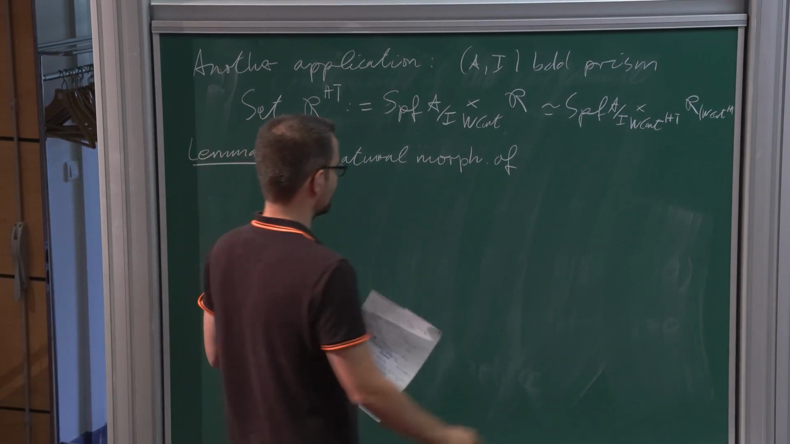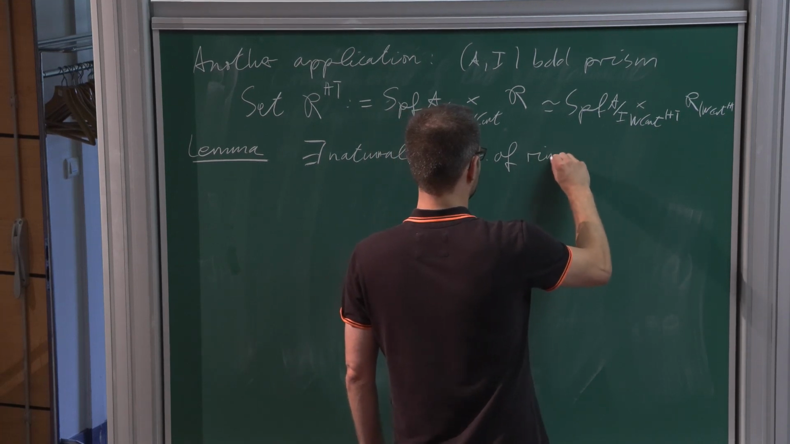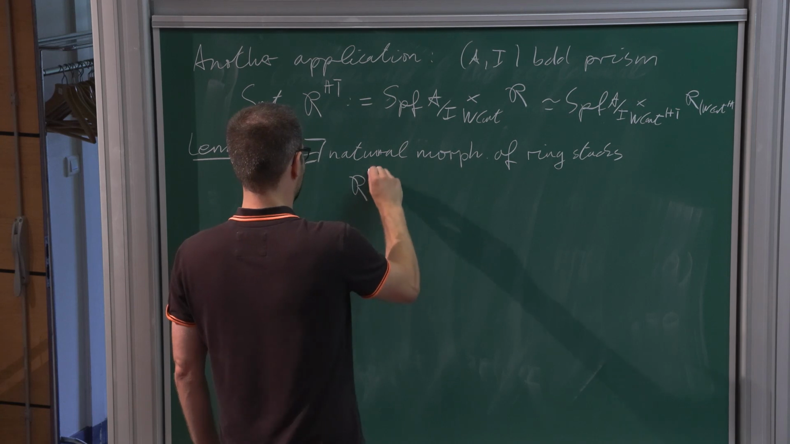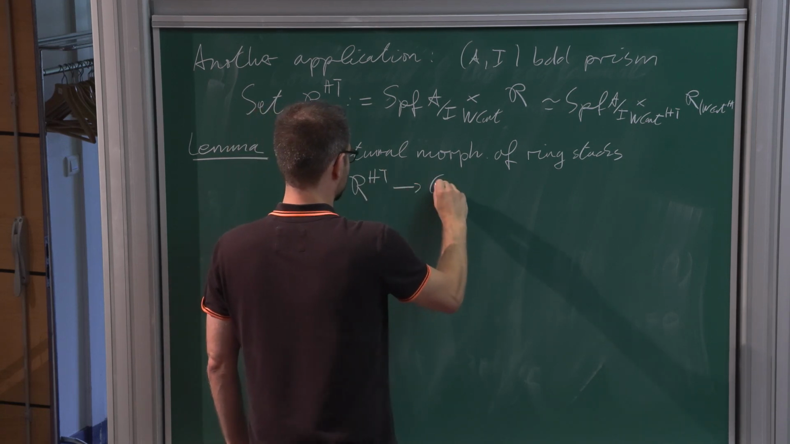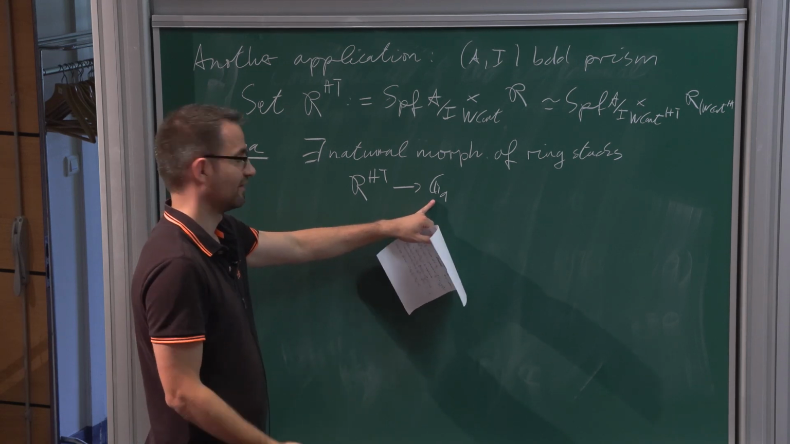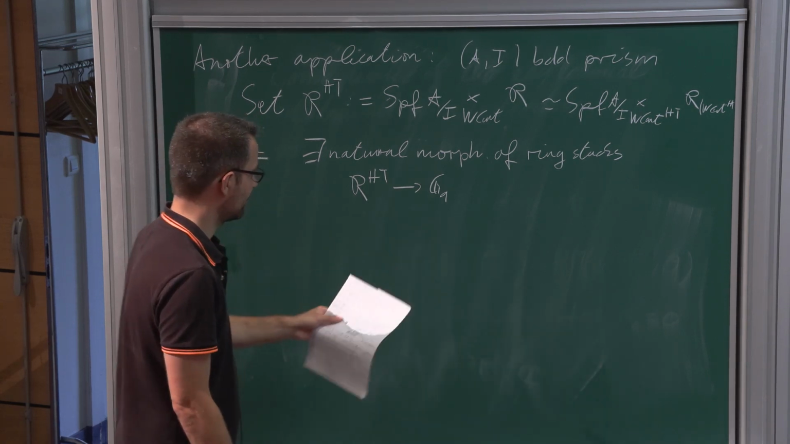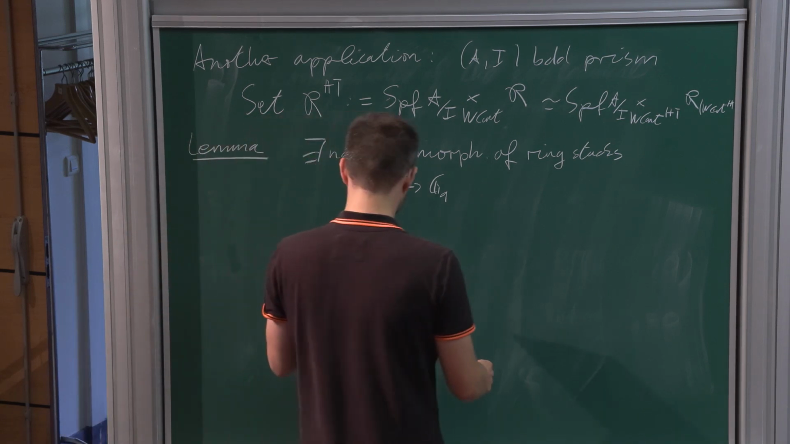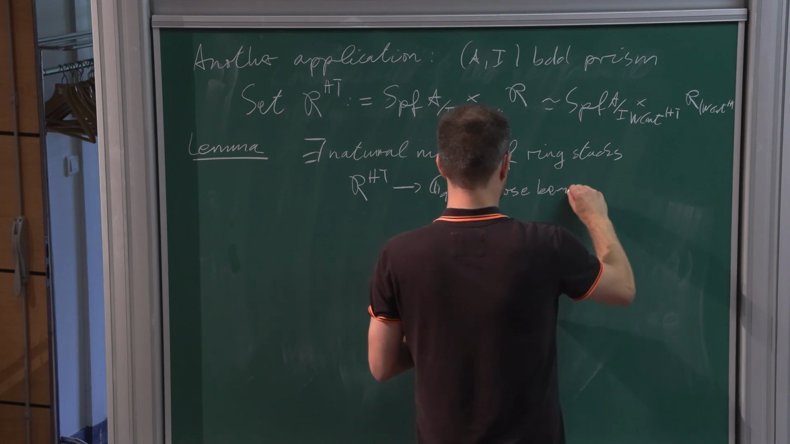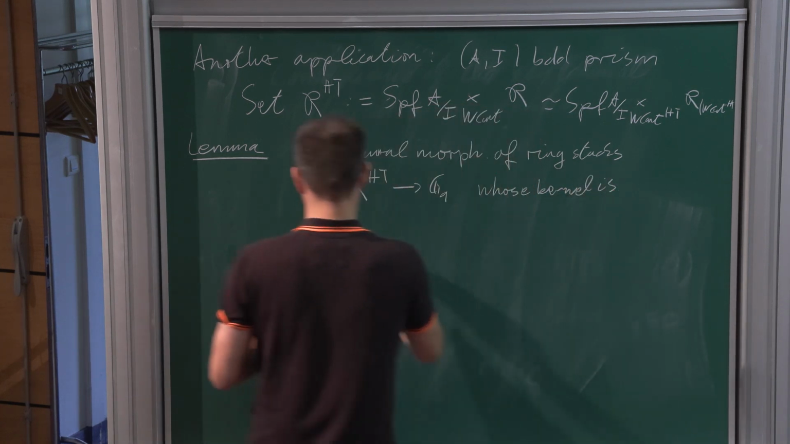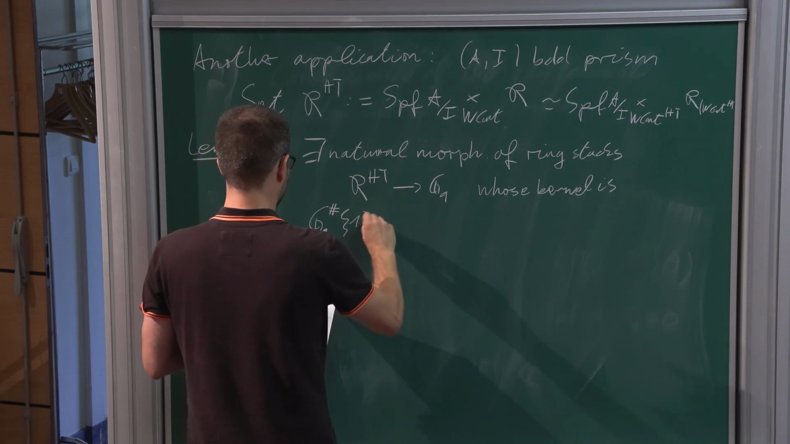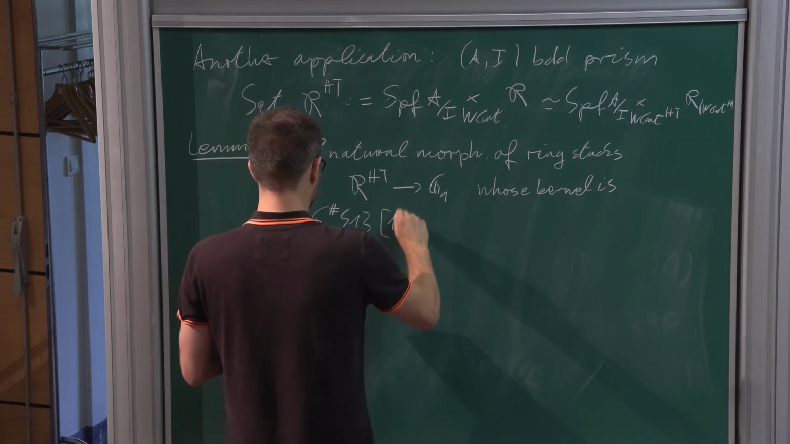And so we have a natural morphism of ring stacks, R^HT maps to G_a. Of course, G_a is, I mean, just a sheaf of rings. And whose kernel is G_a^sharp, Cartesian twisted ones and shifted ones.